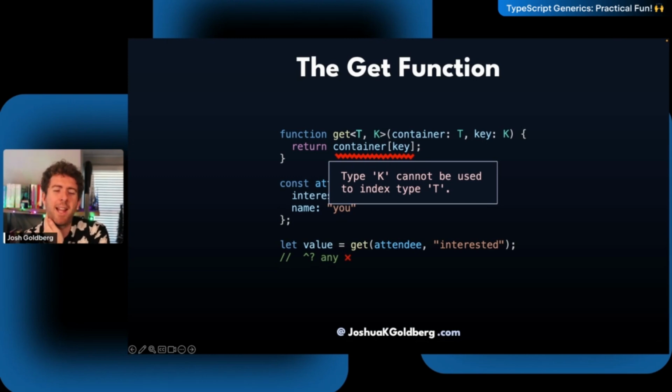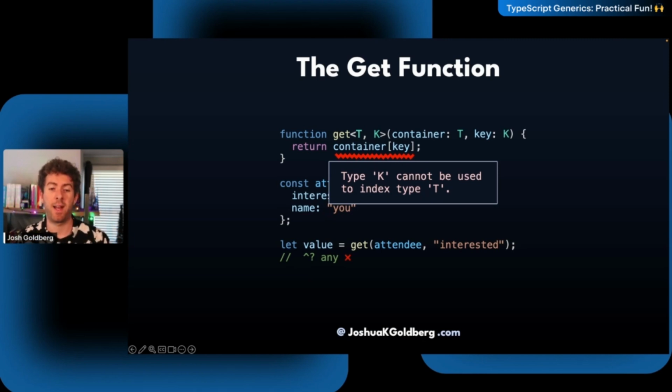But then we get: type K cannot be used to index type T. What's that about? This is one of the more common TypeScript complaints that people stumble on, myself included. Well, TypeScript is right. We told the function that T and K are some types, but we never restricted what key or K can be. We never said it must be something that exists on the type of container. We never said it's one of the properties of container, so TypeScript doesn't have the ability to verify: is this something that can actually be used as an index on T?